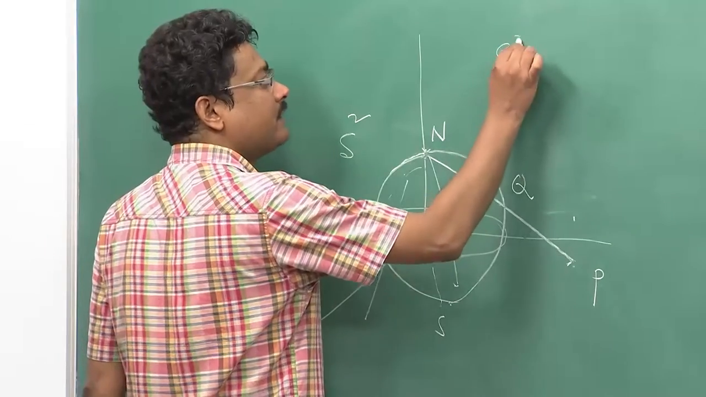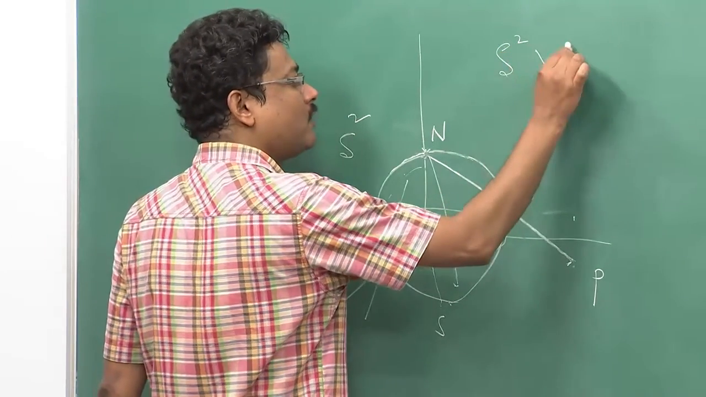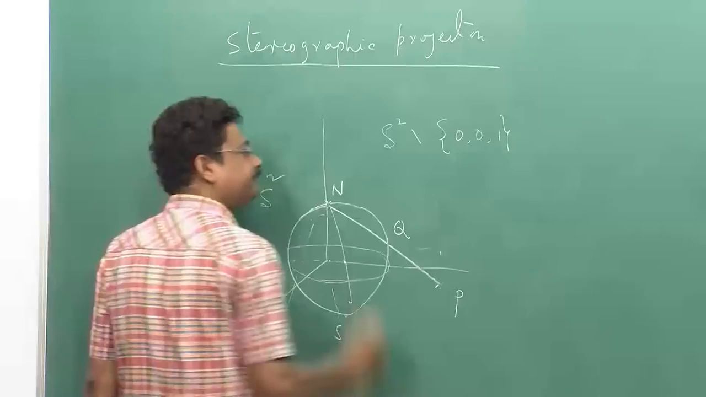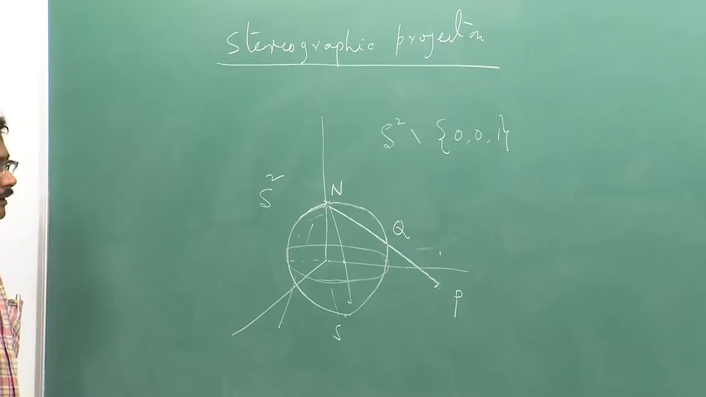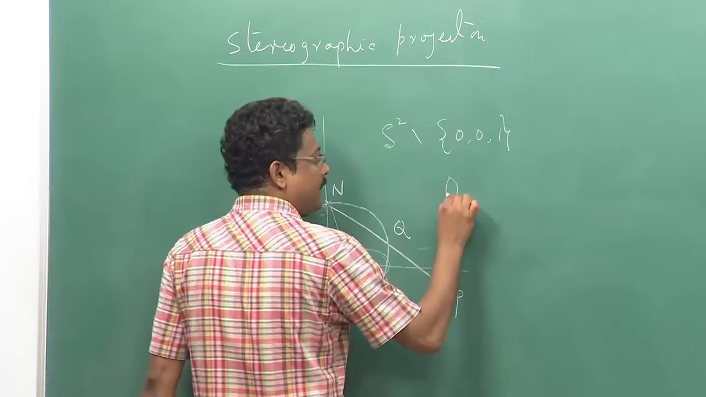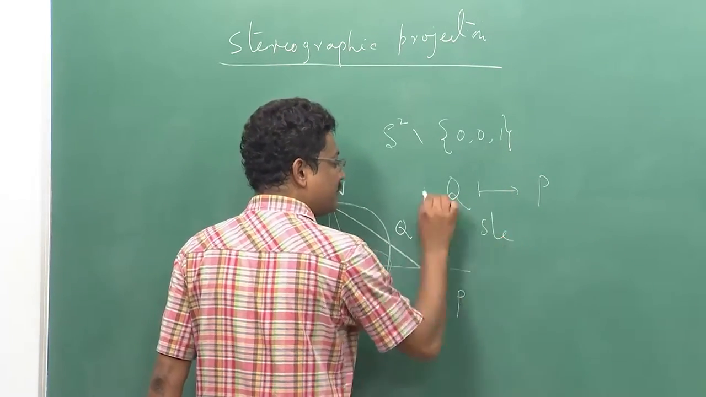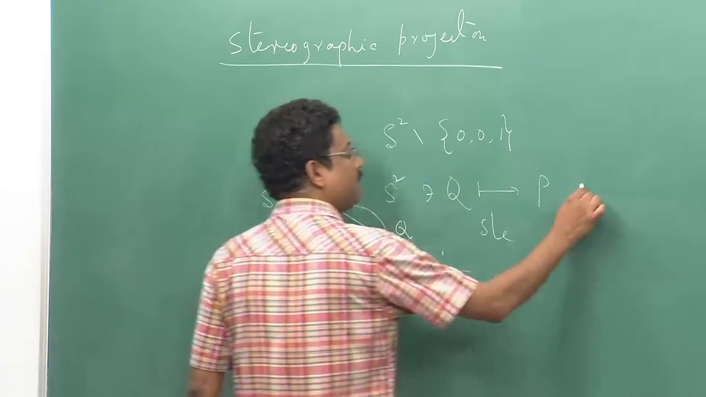So you consider my surface now, S2 minus North Pole. The North Pole is (0, 0, 1). Then this map, Q going to P, is called stereographic projection. So Q in S2 goes to P in the XY plane.